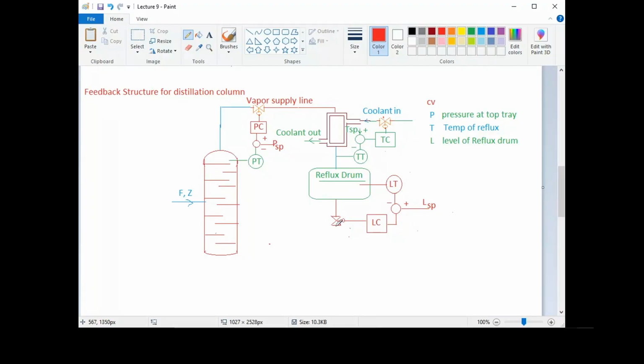Okay. After this, we'll move ahead. And after reflux, what happened? What will happen after reflux?